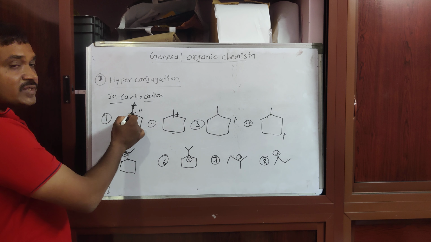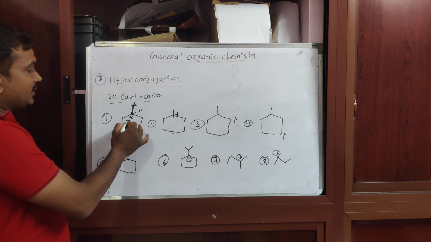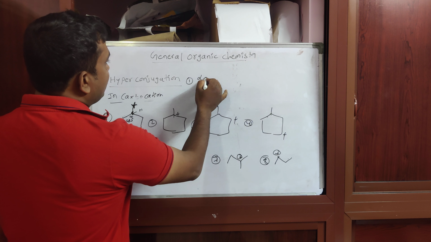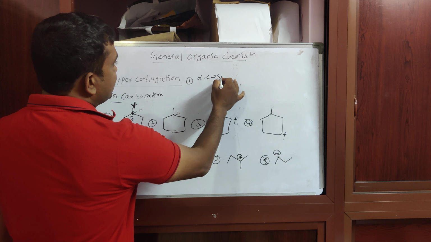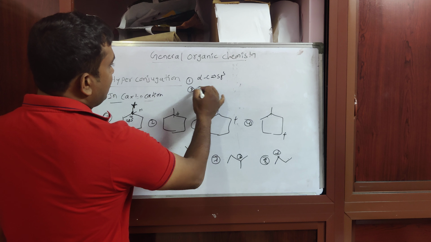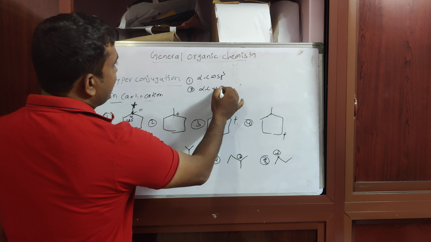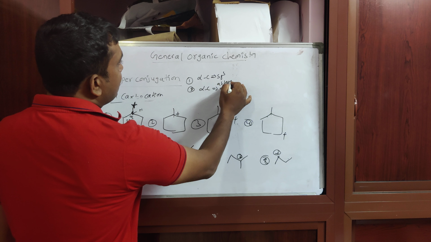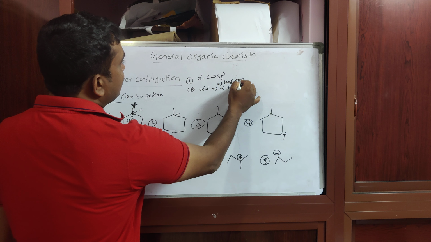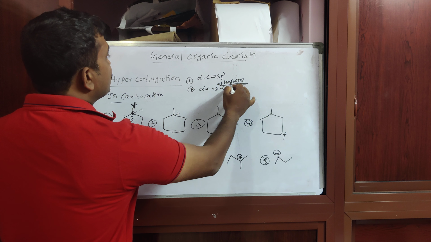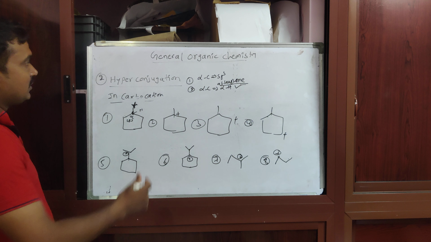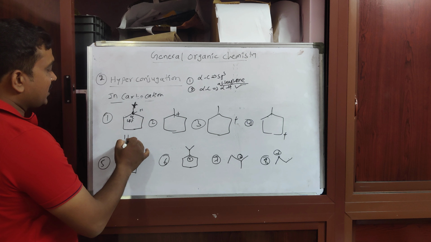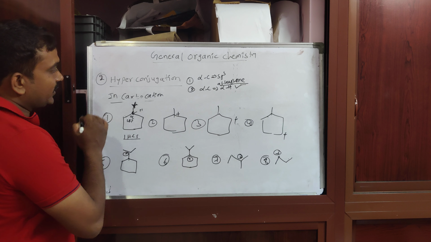What is the hybridization of this carbon? sp3. Our condition is that the alpha carbon must be sp3 hybridized, and the alpha carbon must have alpha hydrogen, at least one. This is the condition to show hyperconjugation. The first condition is satisfied. Second, it has one alpha hydrogen. That's why one hyperconjugation structure exists in this molecule.